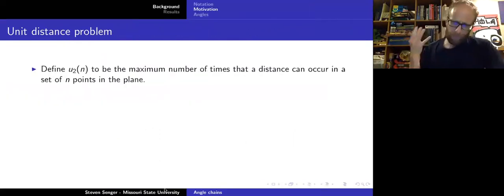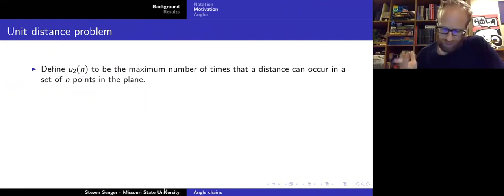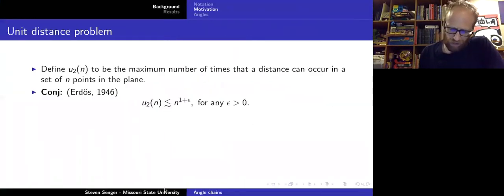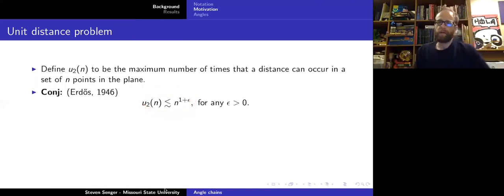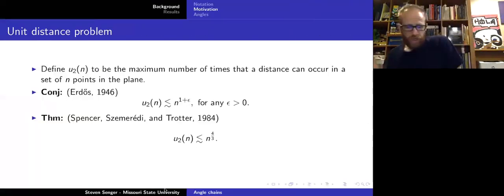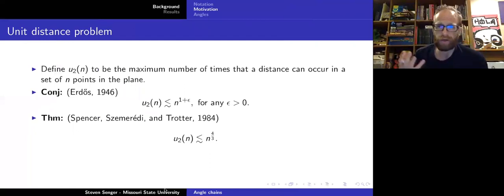So the big motivation for this is the Erdős unit distance problem. I think about this problem literally every single day of my life. If we define u2 of n to be the maximum number of times that a distance can occur in a set of n points in the plane, then Erdős conjectured in 1946 that this should occur no more than a constant times n to the 1 plus epsilon for any epsilon positive. Now, the best we know is that it can occur no more than n to the 4/3.